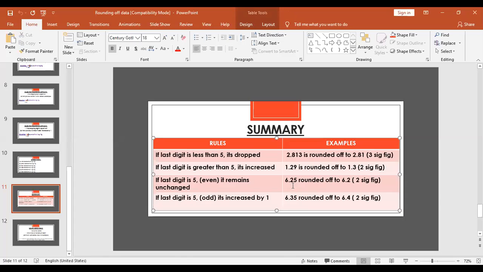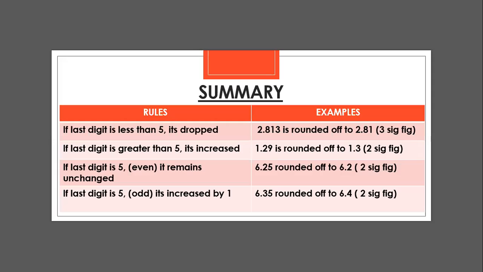Okay, and then 6.25 rounded off to 6.2. Yes, that's correct. 5 is your dropping digit, and the previous number is even, so the number remains unchanged. And over here, 5 is the dropping digit, and the previous number is odd. It gets increased by 1, so the answer is 6.4, 2 significant figures.